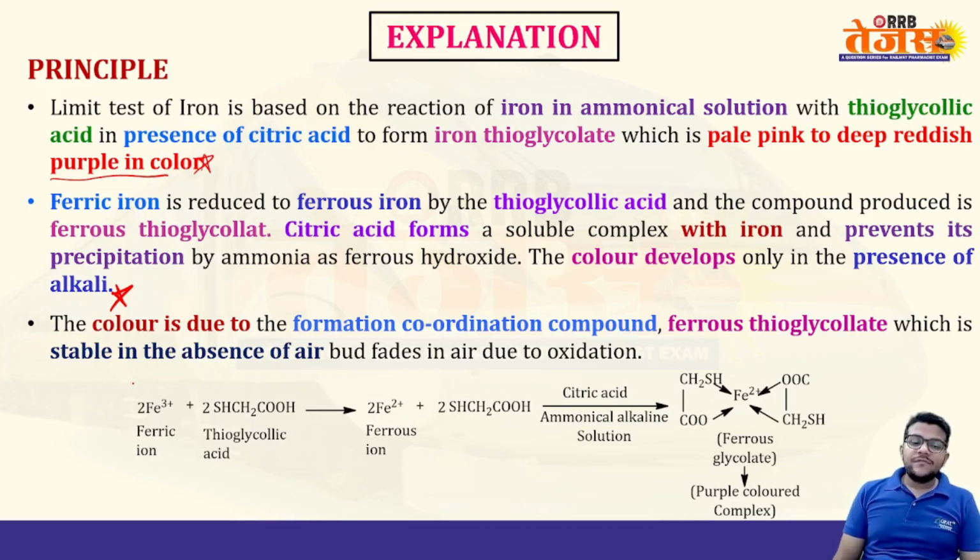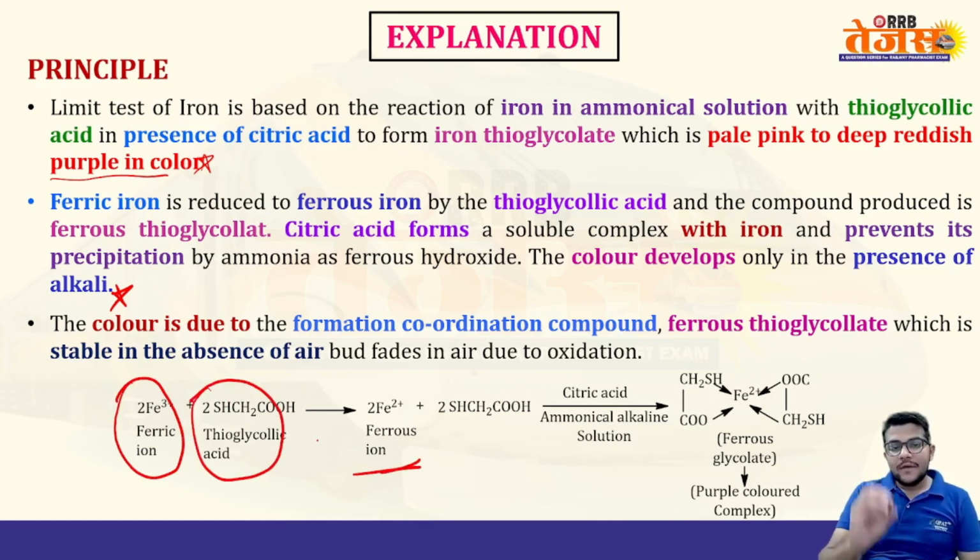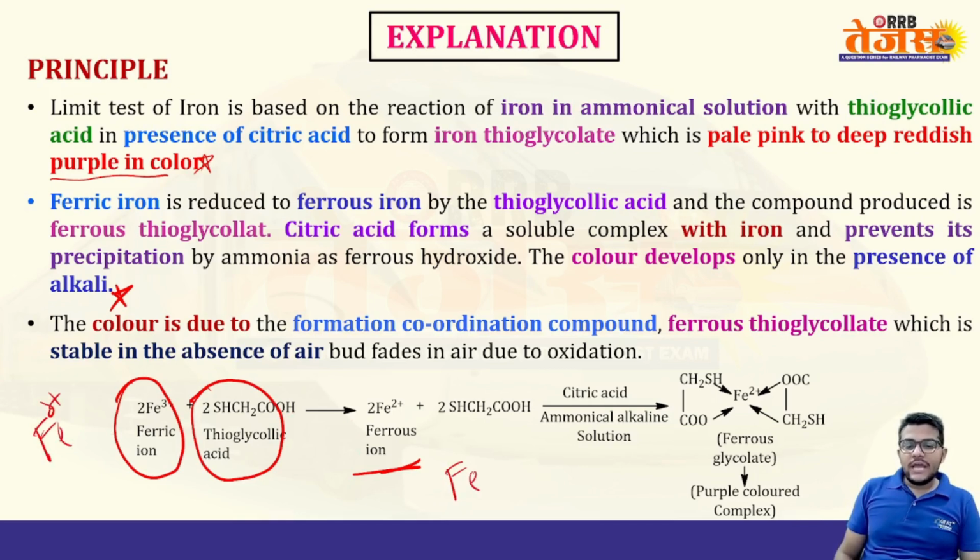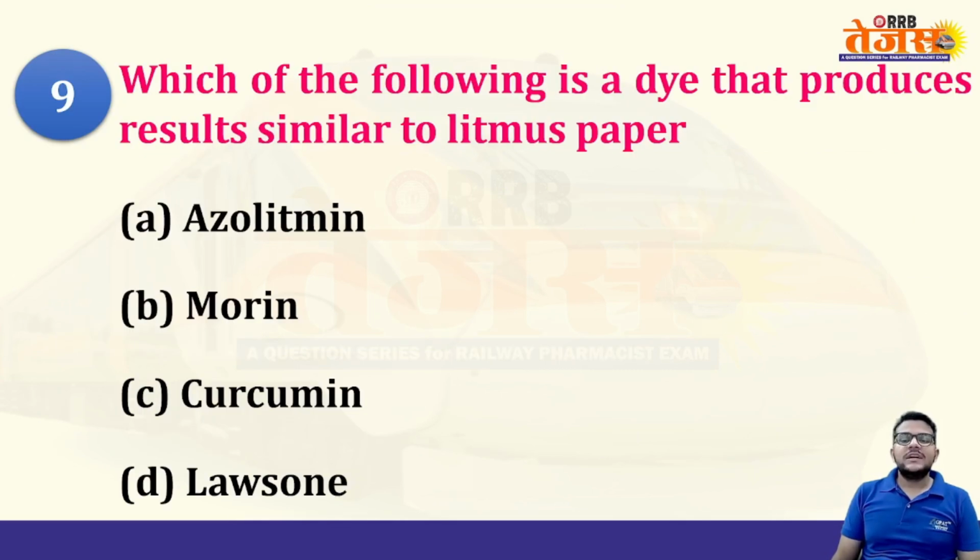So basically, the ferric ion reacts with thioglycolic acid and forms the ferrous ion. Just remember that the ferric ion has the Fe3+ oxidation state and the ferrous ion is Fe2+. It can react further with citric acid in ammoniacal solution and form a ferrous thioglycolate complex, which imparts a purple color.